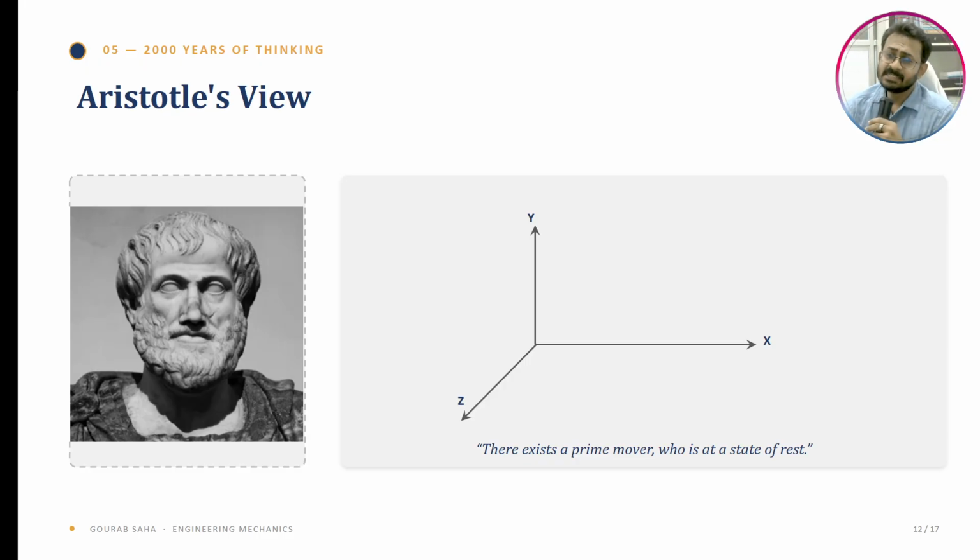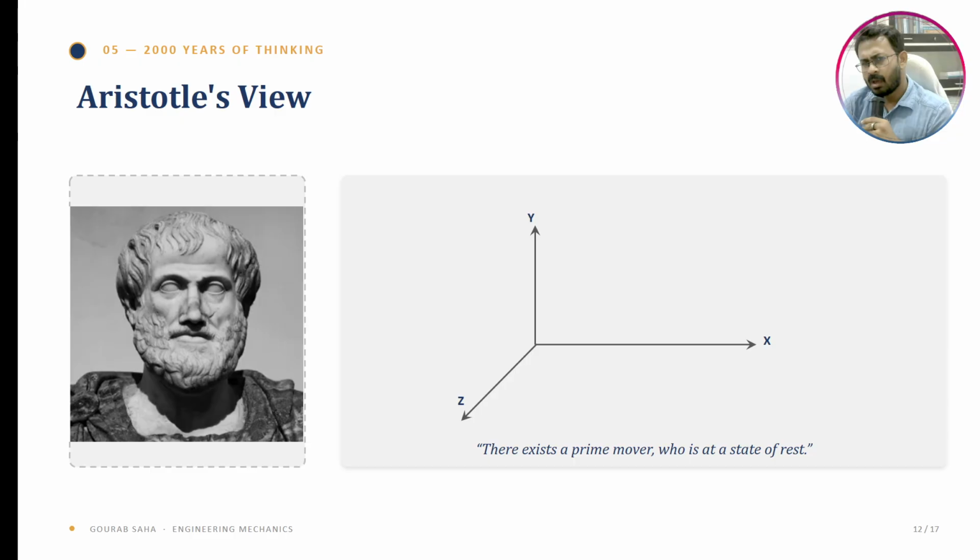So for Aristotle, the view was this simple. Aristotle said that there exists a prime mover who is at a state of rest. That means I can measure any point from a reference point, and that reference point is at rest. It is not moving. Do not worry much if you are not understanding. I will help you get this concept. If you can understand this concept, you will be able to appreciate what we are trying to do, even though it may not have any connection with the engineering you're doing. It will probably give you a little more outlook or interest in this subject.